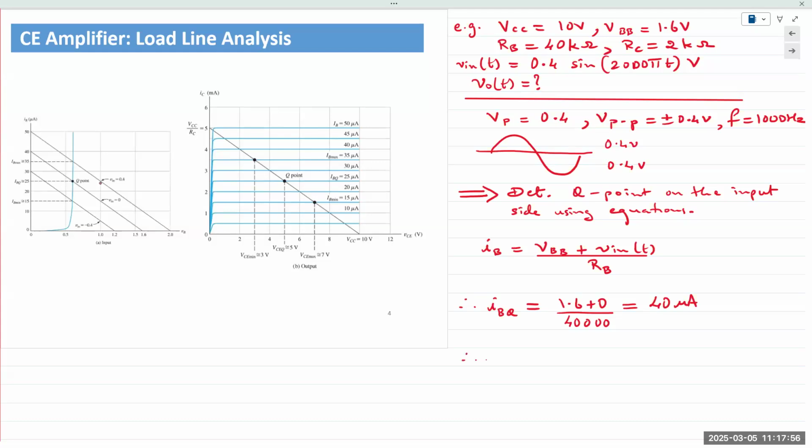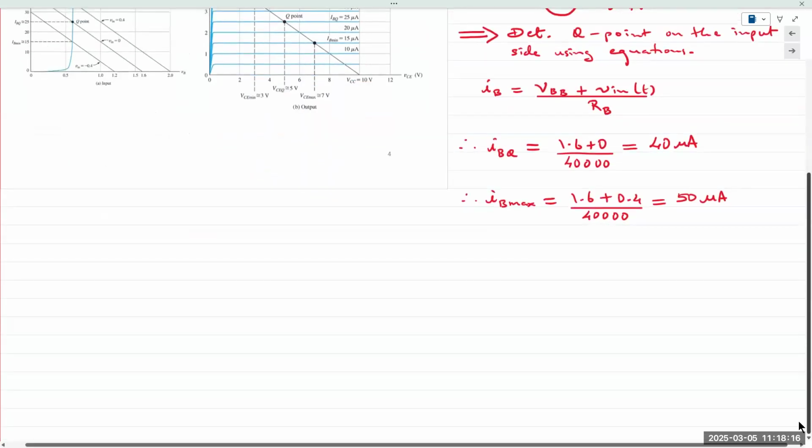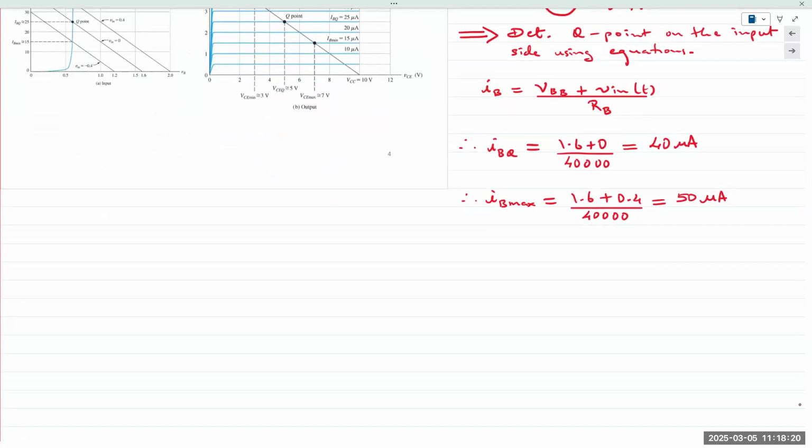And then we need to find the max value for IB. The max value for IB would be 1.6 plus 0.4 divided by 40K, and that should give me 50 microamps. Again, all we are doing is trying to find the Q point. To find the Q point, we need the load lines. For the load line, we saw the equation from last class on Monday. We're just using the same equations. IB min would be 1.6 minus 0.4 divided by 40K, and that would give me 30 microamps.